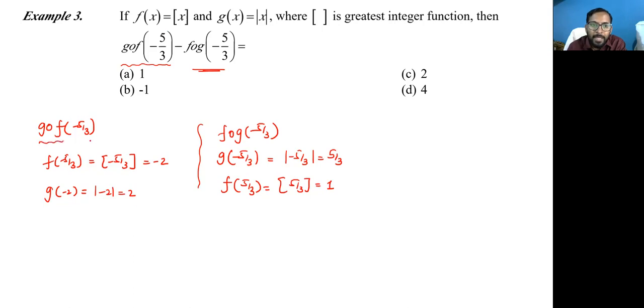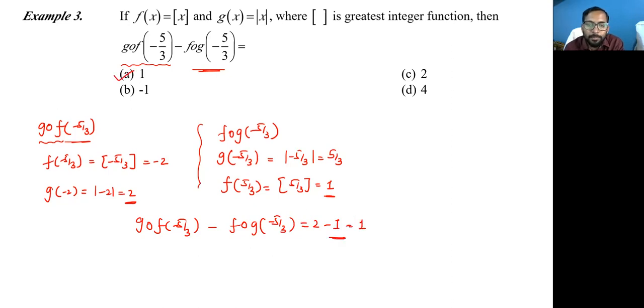G of f of minus 5 by 3 equals 2, and f of g of minus 5 by 3 equals 1. So g of f of minus 5 by 3 minus f of g of minus 5 by 3 equals 2 minus 1, that is equal to 1. Then A is the correct option.